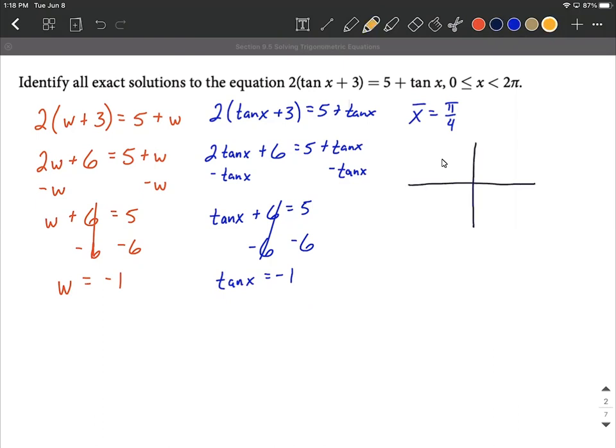And I want to visualize which quadrants I'm going to get a negative value coming out for tangent. So I use the phrase "all students take calculus" as a reminder, where all of our trig ratios are positive in the first quadrant, only sine is positive in the second quadrant, tangent in the third, and cosine in the fourth. So that tells us tangent's going to be negative in the second quadrant. So I'm going to place pi/4 as a reference angle to the x-axis in the second quadrant.